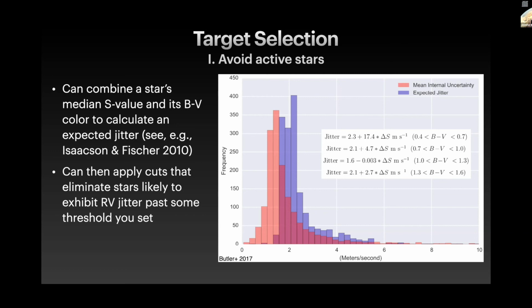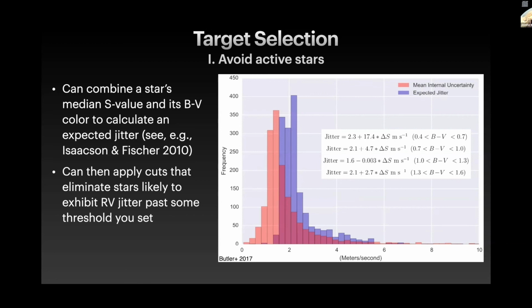And in general, as can be seen from the blue histogram in this plot, they limited the survey to stars with expected jitters below about 5 meters per second. The right histogram shows the actual median internal uncertainty for each star included in the survey, and you can see that it ends up being pretty well matched to the blue histogram. And so this was a good selection criteria.